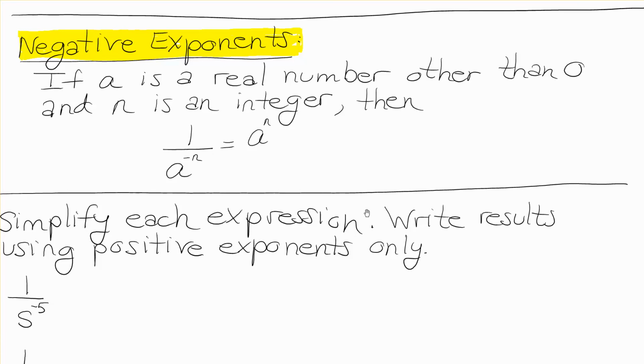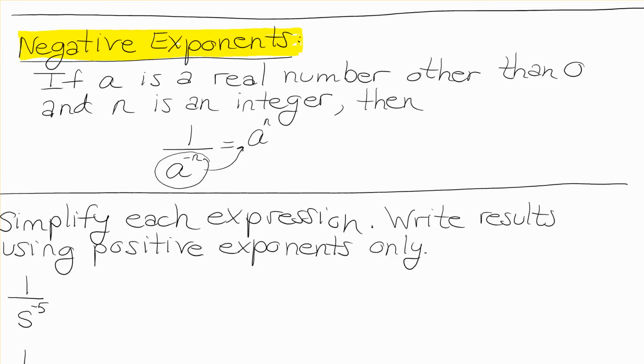I want you guys to write this in your notebook. It states that if a is a real number other than 0 and n is an integer, then 1 over a to the negative n is just a to the positive n. So if you notice, anything in the denominator moves up into the numerator if it has a negative exponent.